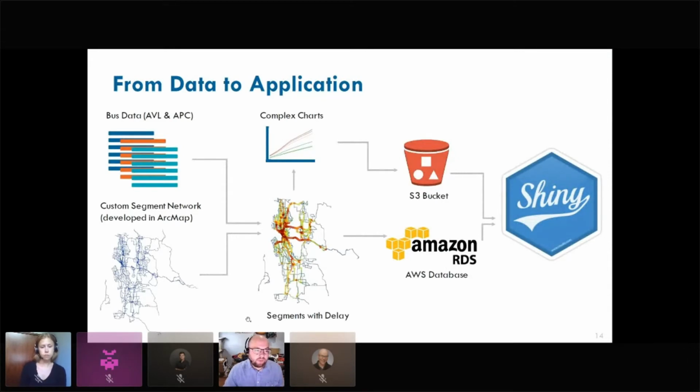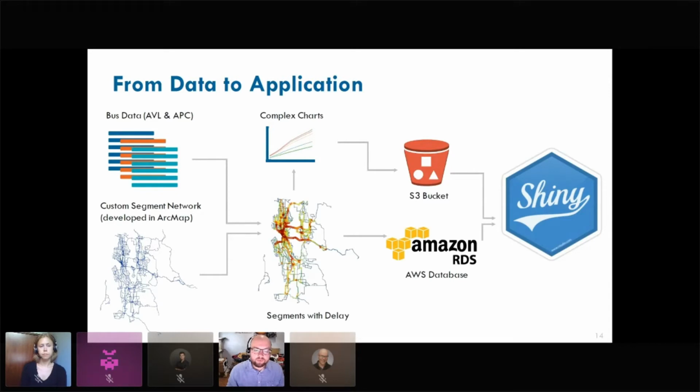As Esther talked about, we get a lot of these raw data sheets from transit agencies, from both AVL and APC data sources, and those are united with this custom segment network that we developed. And uniting those two data sources, we're able to show delay and other metrics across routes at the segment level. And I'll zoom into some of the segments in a moment.